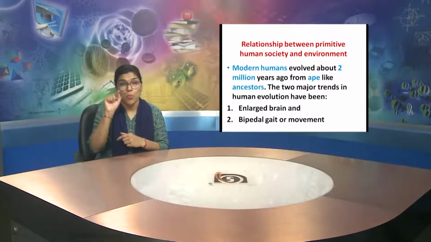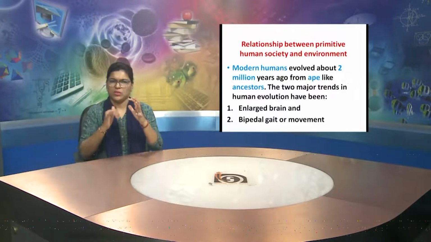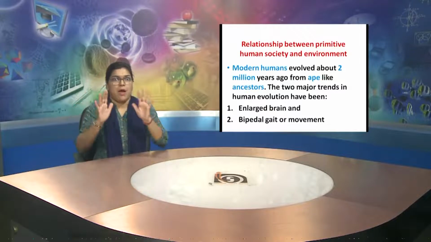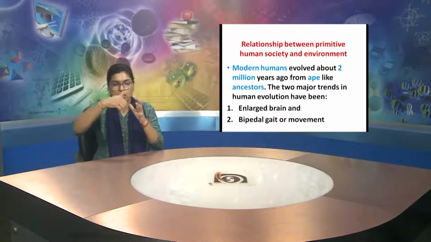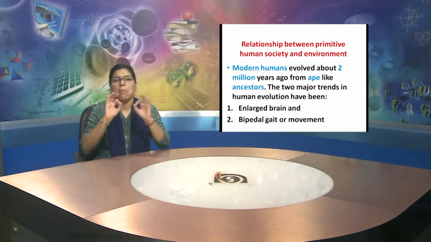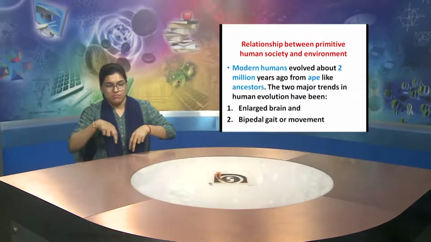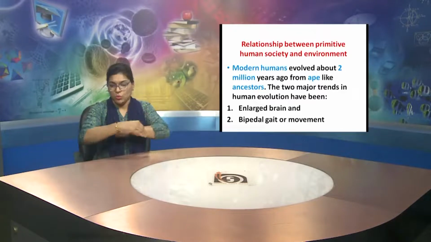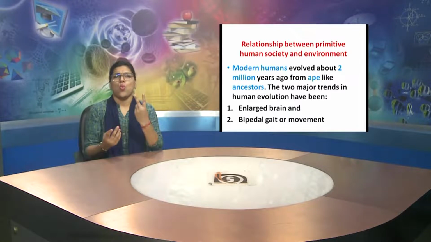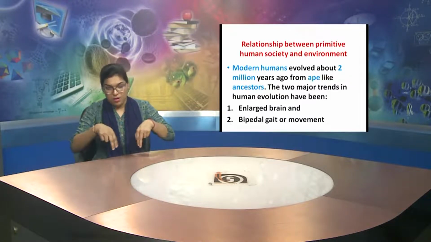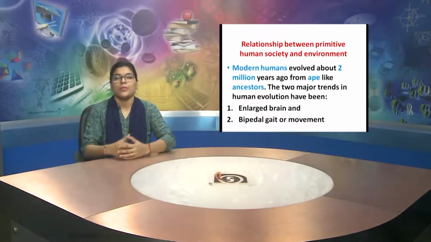The two major trends in human evolution have been these. The first one is enlarged brain. During primitive time, the brain was not like the present time. And the second big trend in human evolution is that humans started having bipedal gait, or you can say the movement.